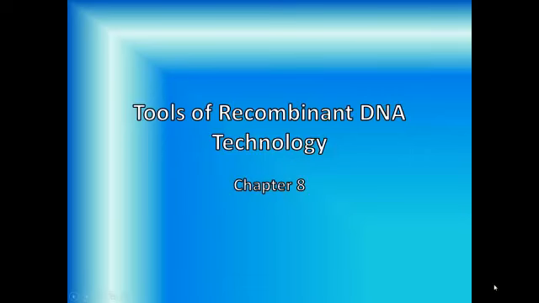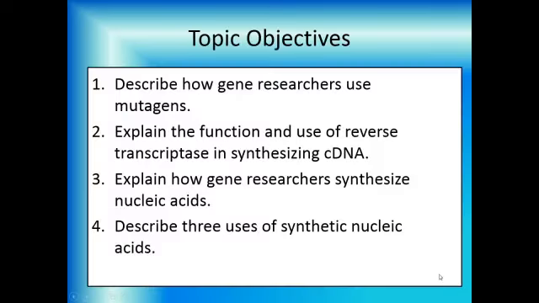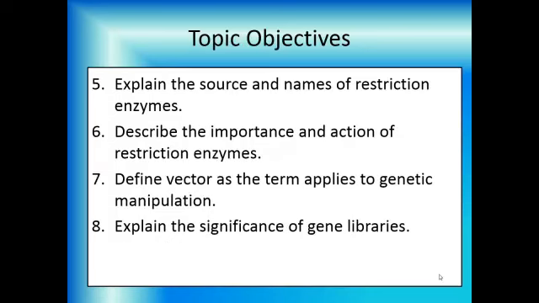Chapter 8, Tools of Recombinant DNA Technology. The learning objectives for this topic are: describe how gene researchers use mutagens, explain the function and use of reverse transcriptase in synthesizing cDNA, explain how gene researchers synthesize nucleic acids, describe 3 uses of synthetic nucleic acids, explain the source and names of restriction enzymes, describe the importance and action of restriction enzymes, define the vector as the term applies to genetic manipulation, and explain the significance of gene libraries.